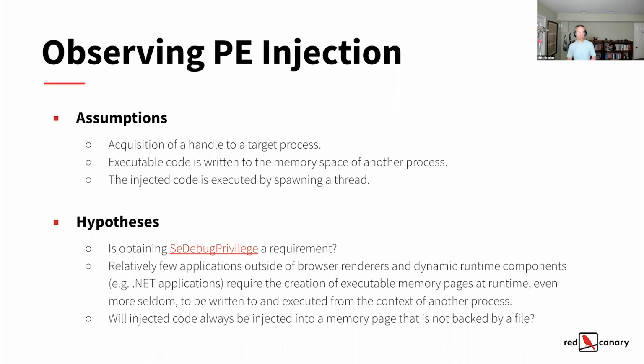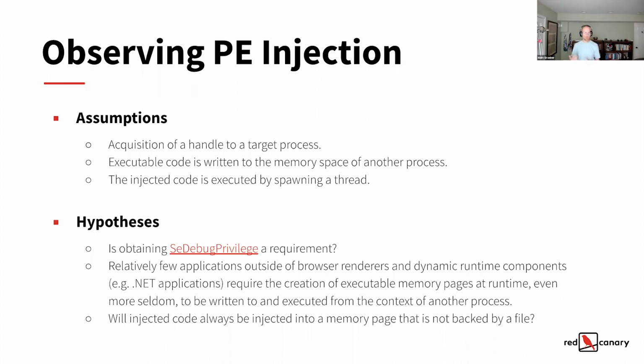Some hypotheses. So these are the questions that I would love through the course of my detection engineering research to answer. For example, having reversed enough samples that do PE injection, I see that SeDebugPrivilege is requested in the majority of the cases that I've seen. So is that a potential heuristic that we could key in on?